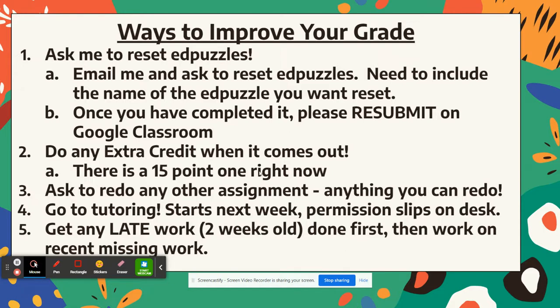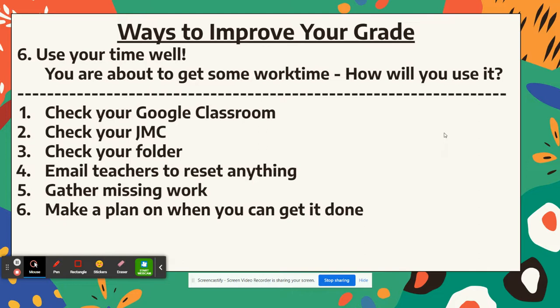This starts next week. Permission slips are on the desk that's underneath the bulletin board in the front of my room. Number five, get any late work done first. Anything that's two weeks old or more should be done first because that work is bringing your grade down, and then work on the recent missing work. And lastly, use your time well. You are about to get some work time after you get this Ed Puzzle done. How will you use it? This is what I think you should do to use it.